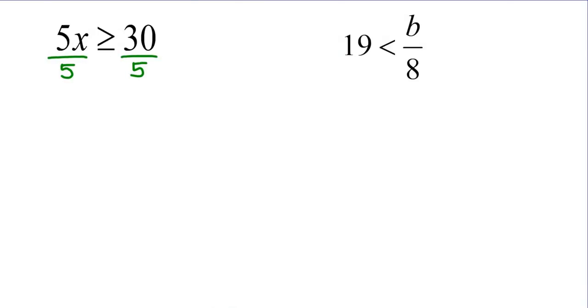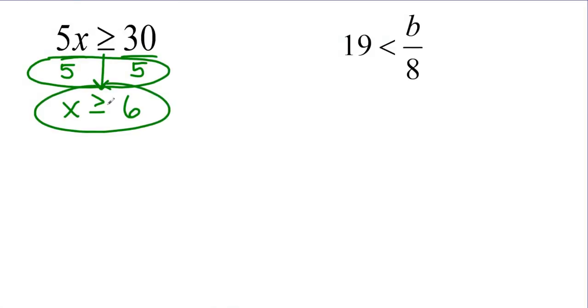I'm going to divide both sides by 5. 5x divided by 5 is just x, and 30 divided by 5 is 6. Now I'm not going to switch the inequality symbol around because I divided both sides of this inequality by a positive number. So this is my solution right here. X is greater than or equal to 6.